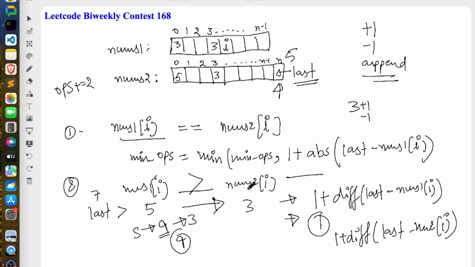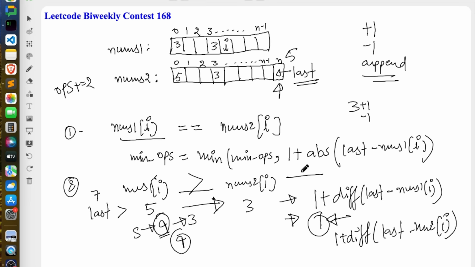If your last is present in between these two numbers, for example, nums1 of I is 5, nums2 is 3 and your last is 4. We anyway have to convert 5 to 3, right? So 5 would be converted to 4 first and then 3. So whenever you come to 4, just append that number. So here the operation is just the append operation. So one operation, no need to do any plus 1 or minus 1.